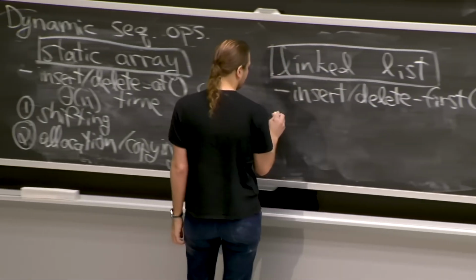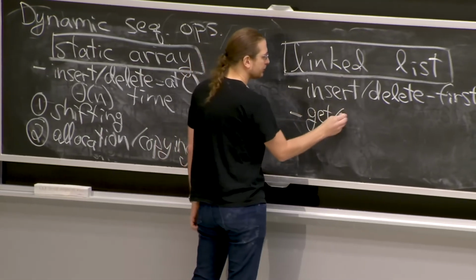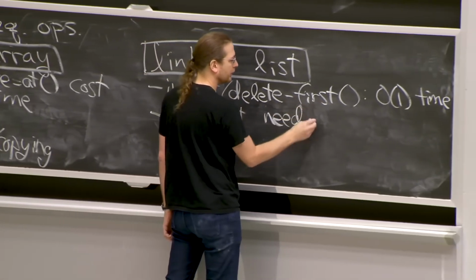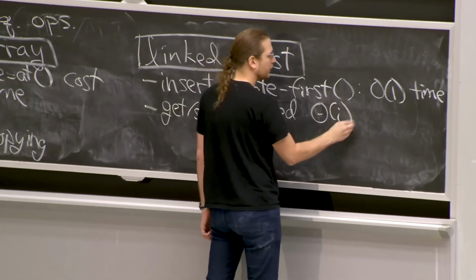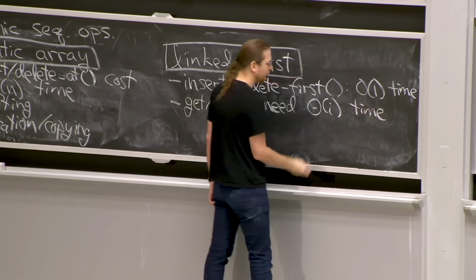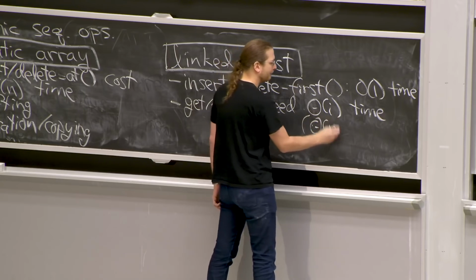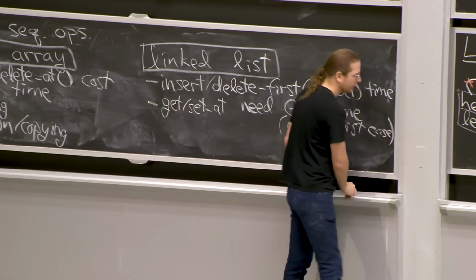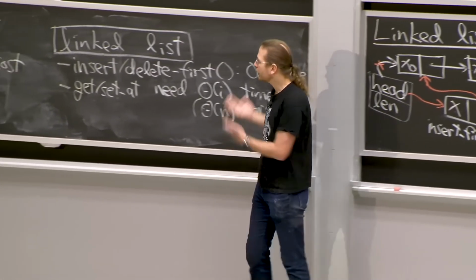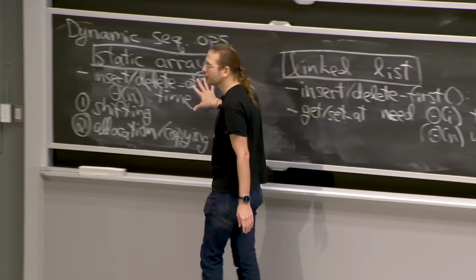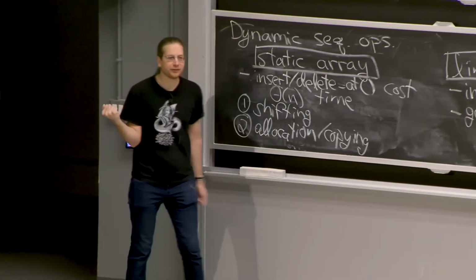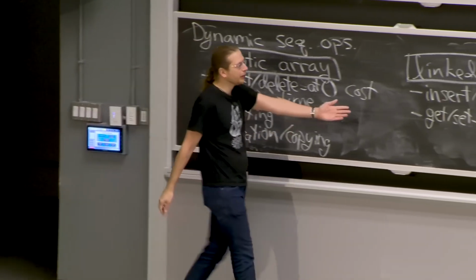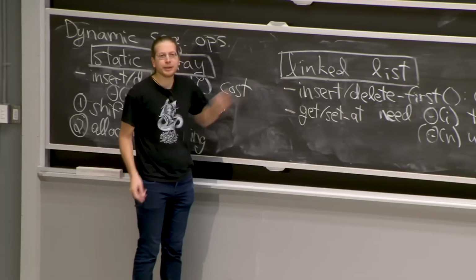So get at and set at need i time, which in the worst case is theta n. Okay, so we have sort of complementary data structures here. On the one hand, a static array can do constant time get at, set at. So it's very fast at the random access aspect because it's an array. Linked lists are very bad at random access, but they're better at being dynamic.